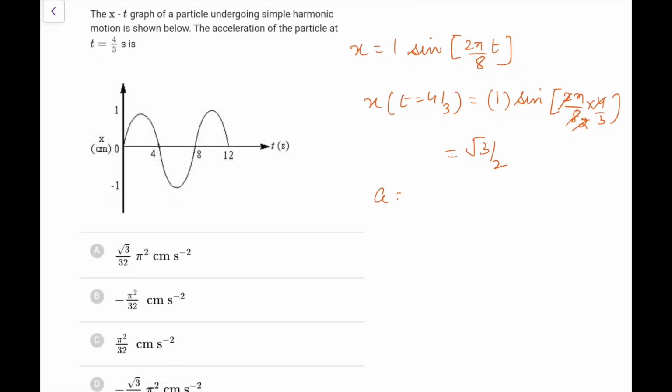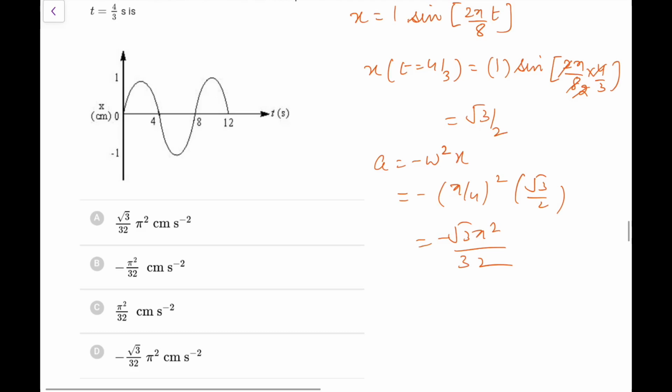So what would be the acceleration? Acceleration is minus omega square x, omega is pi by 4, I can write square, x is root 3 by 2, so it comes out as minus root 3 pi square by 32. So we'll go for option D. So you just have to write the function and do this, not very tough, you must have done such questions before.